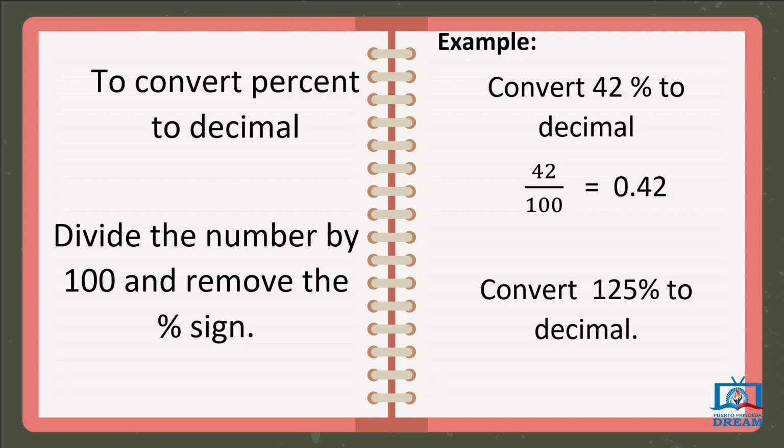Convert 125% to decimal. We have 125 divided by 100 will give us 1.25.